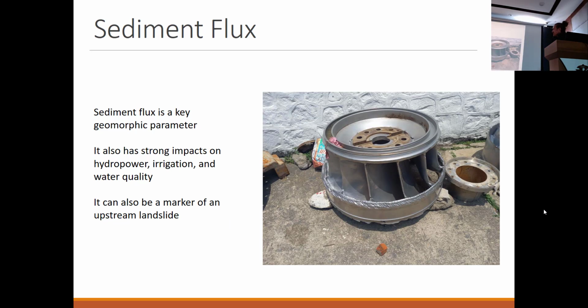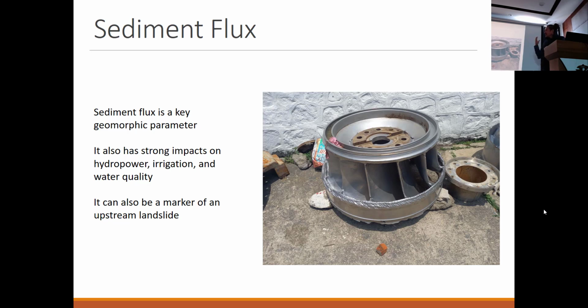So then coming back to sediment flux, we took this picture last time we were up there of one of these turbines that they had taken out for repair. And these things are thick steel turbines, and they're just getting completely shredded. It's like thin as paper. You can see all this scarring here. That's from all this sediment constantly running through these turbines.